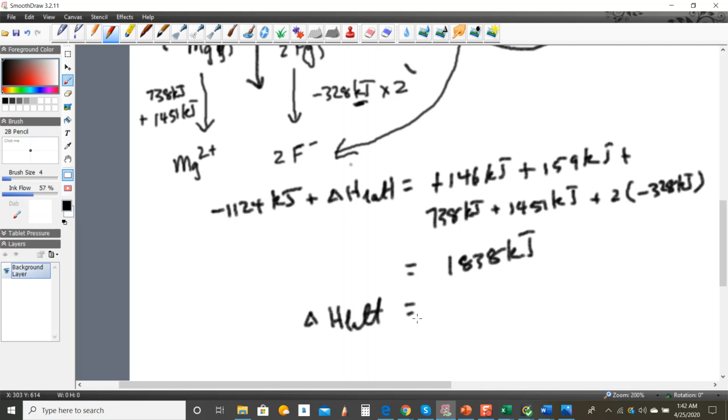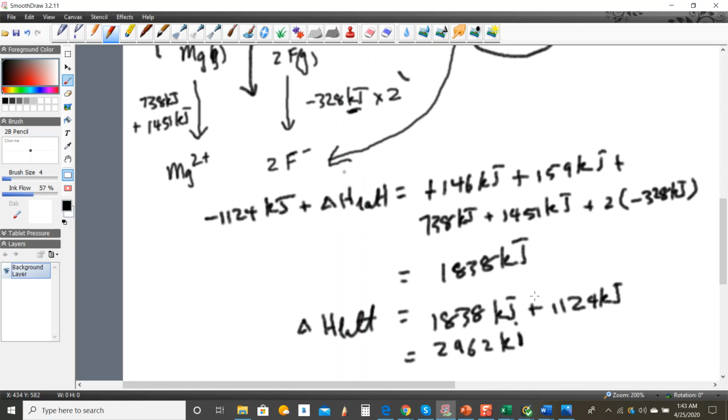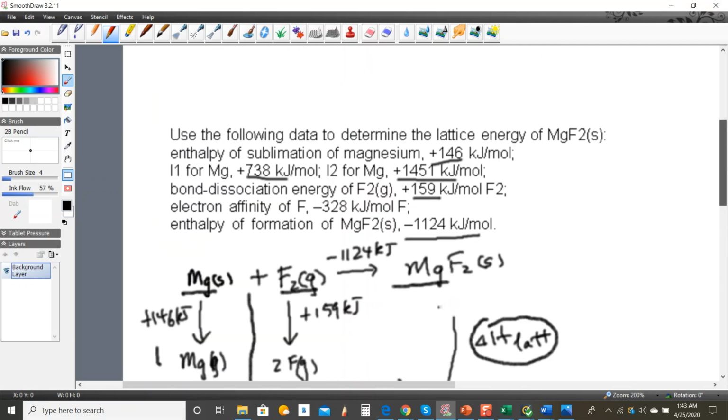So that means that delta H lat is equal to 1838 kilojoules plus 1124 kilojoules. According to my calculations, this works out to be equal to 2962 kilojoules. And that's basically how that is done. So this is a typical lattice energy Born-Haber cycle type problem.